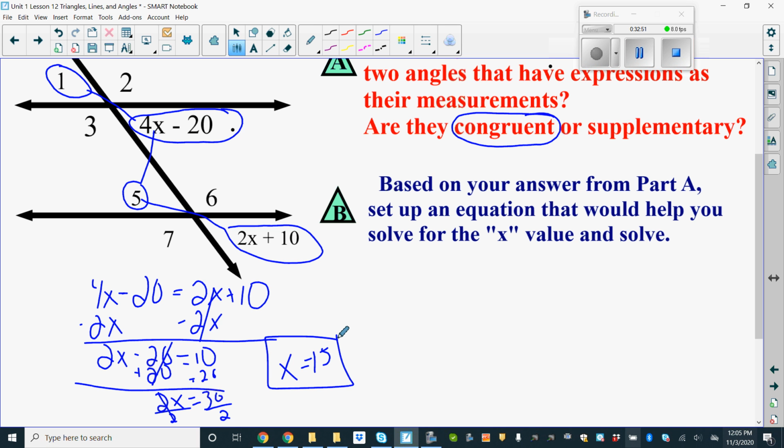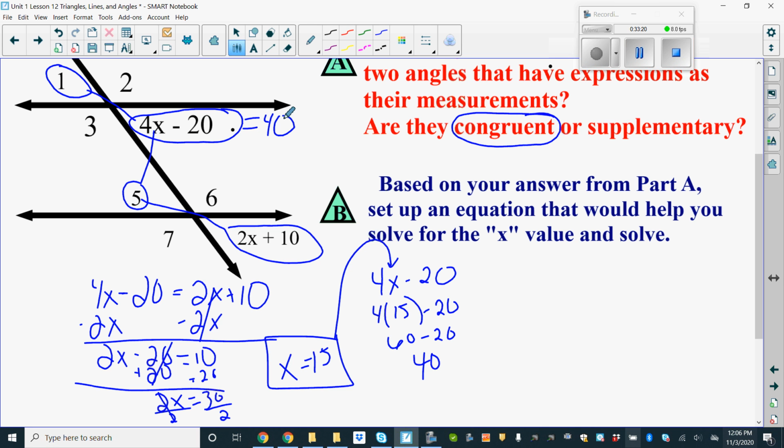Now, we take one of the expressions, 4x minus 20, and to solve for it, you substitute it in. 4 times 15 minus 20. The substitution part will always be the second part to solve for the missing angle. So 4 times 15 is 60, and we have 60 minus 20 is 40. So we know if this is 40, we know that when we solve for this one, it should be 40 as well. So let's check it.